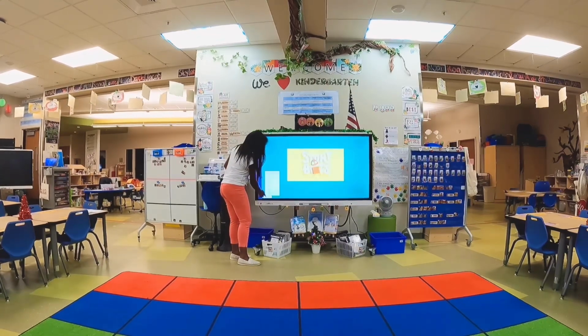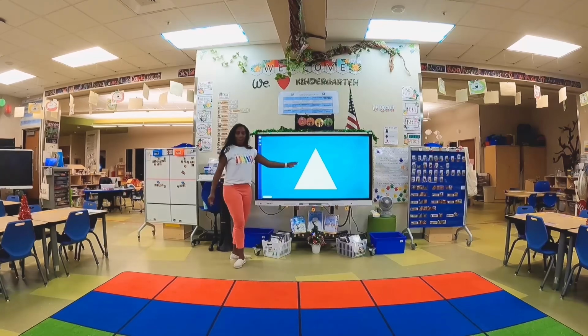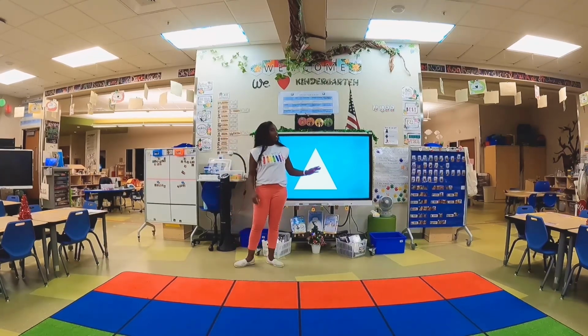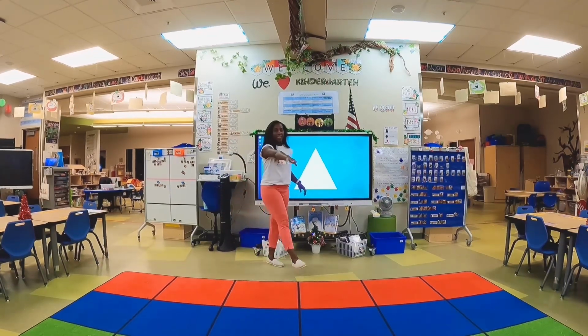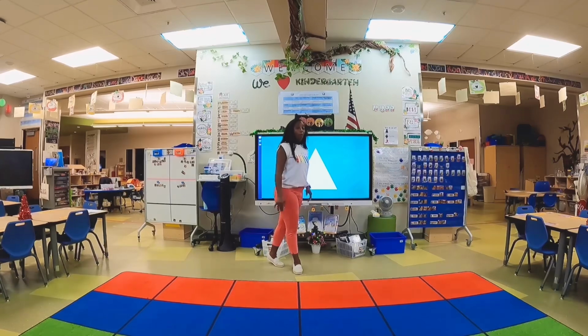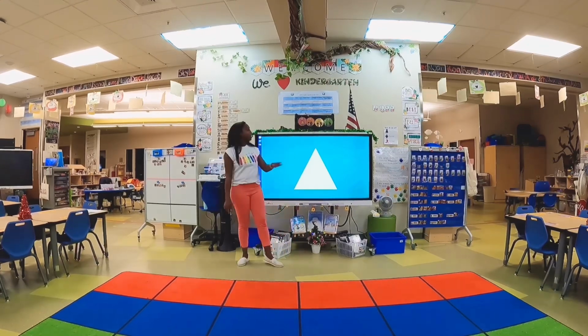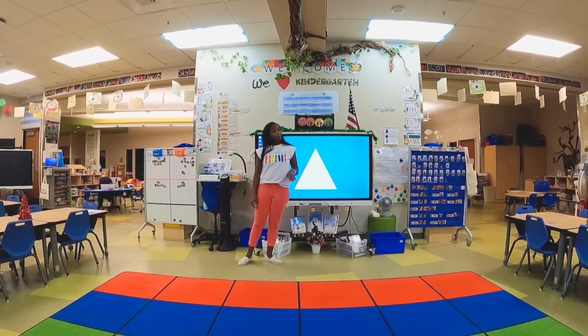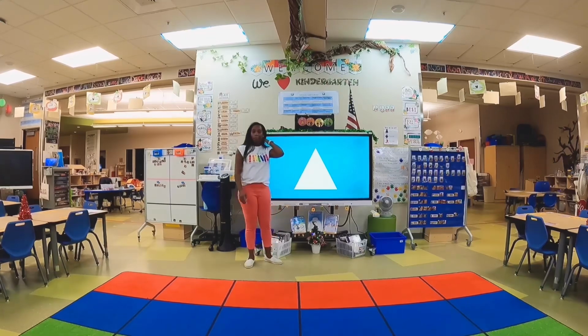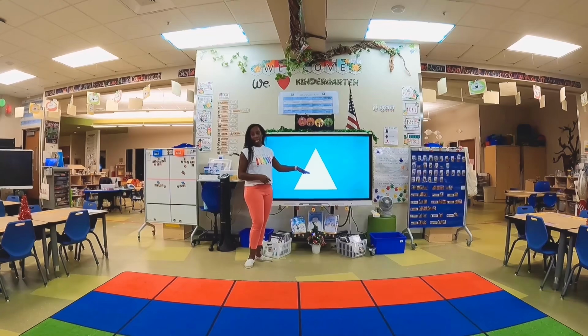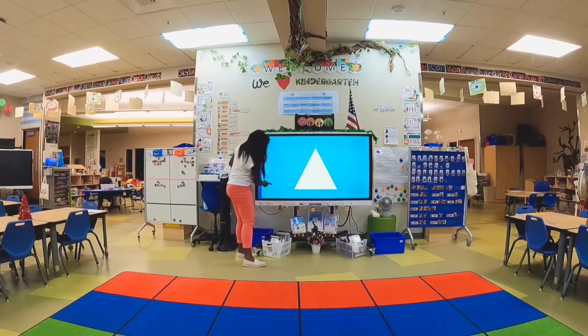All right, friends. So, what is this shape that we just learned about? Yes, friend. Not quite, not quite. The square was the last shape that we learned, but good try. Thank you. Can we help out our friend over here? What was the name of this shape? Yes, a triangle. Great job, friend.